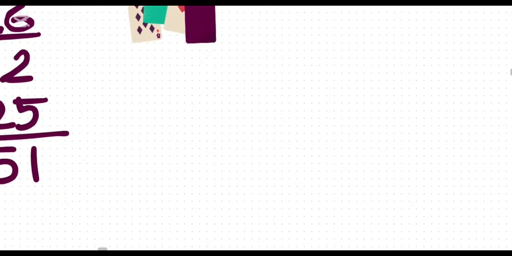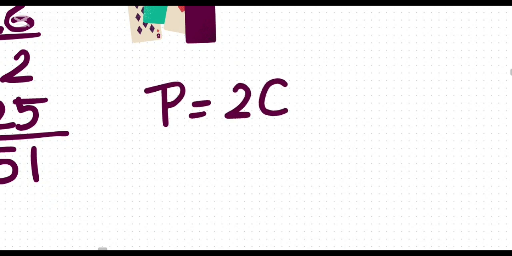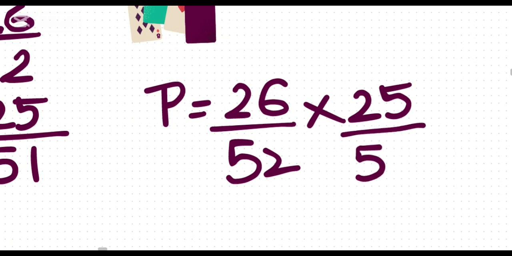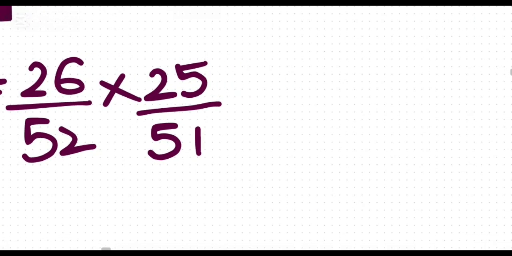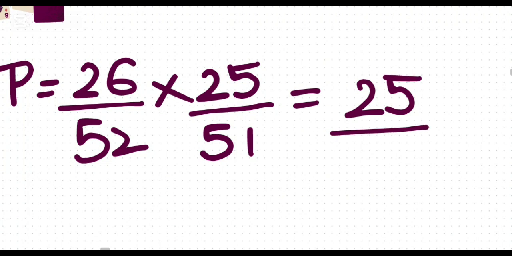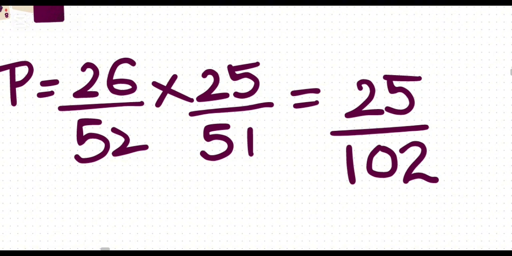So the probability is equal to 26 out of 52 multiplied by 25 out of 51. When you multiply them, you will get the answer 25 out of 102, I think. Yeah, 102. So see how the probabilities change in dependent events.